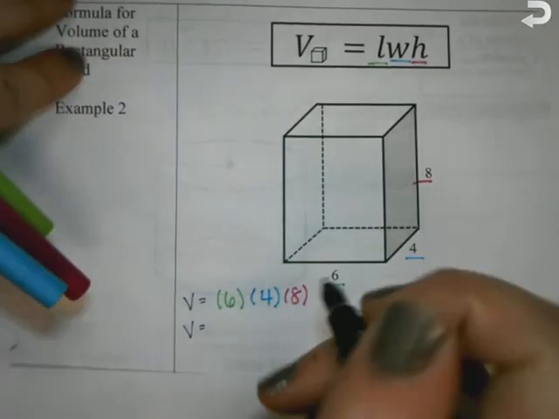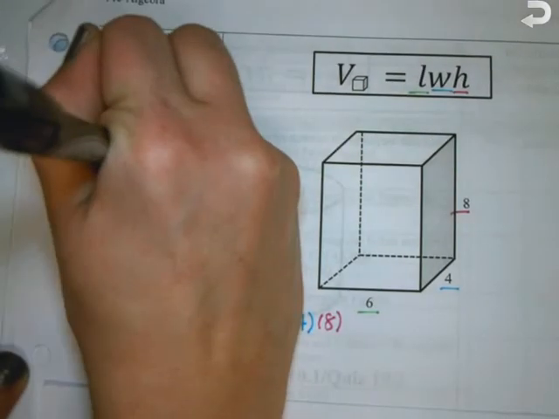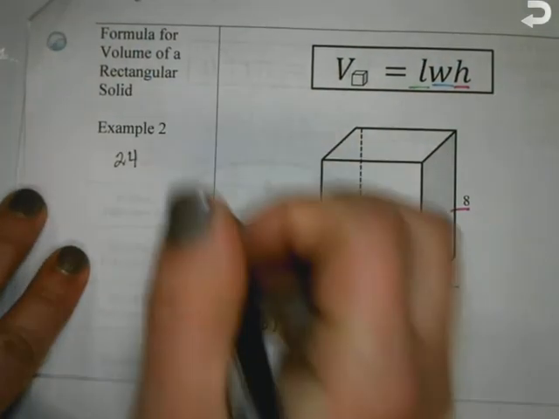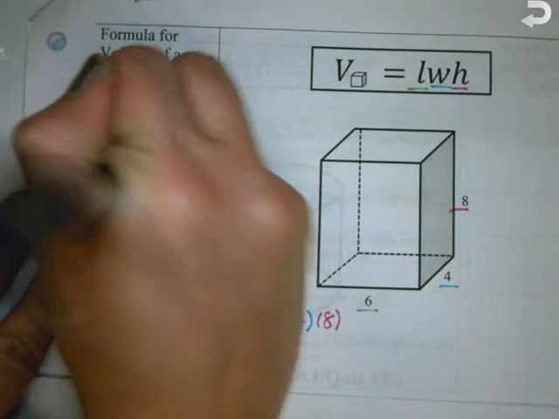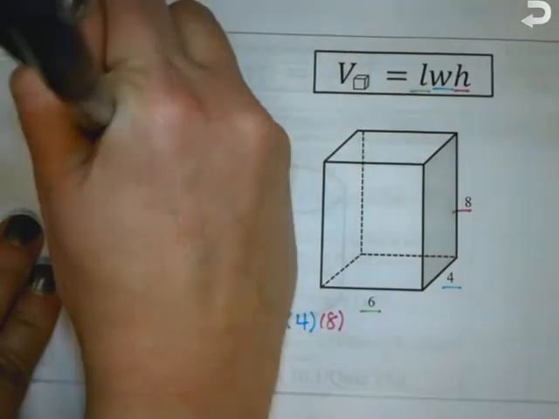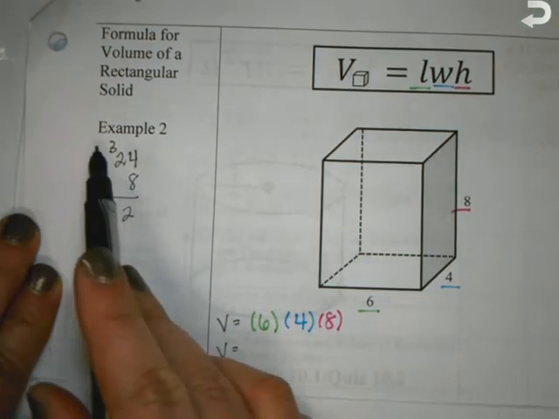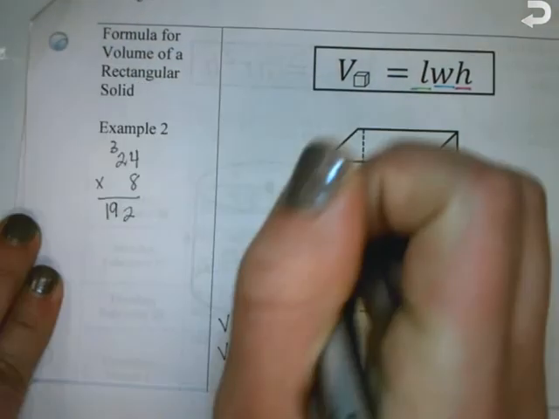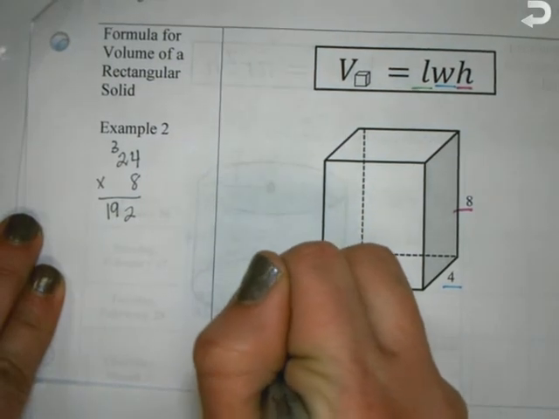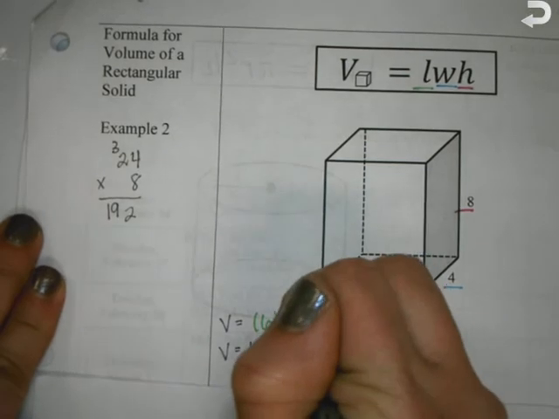I'm hearing lots of different answers. So 24 times 8. 8 times 4 gives me 32. 8 times 2 gives me 16 plus 3 is 192. So volume equals 192. Do I know the unit? No. So units, it's not squared, it's cubed.